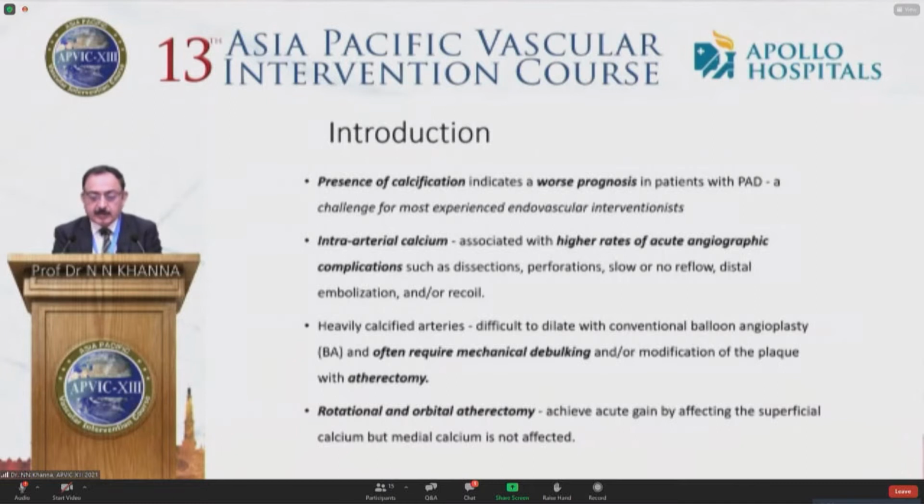The intraarterial calcium is associated with higher rates of angiographic complications like dissections, perforations, slow flow, no flow, distal embolization, and recoil. And especially now, like Dr. Henry said in his lecture on DEBs, calcium is not a welcome thing there, and we need to really dilate these vessels well and prepare the vascular bed to actually deliver the drug.